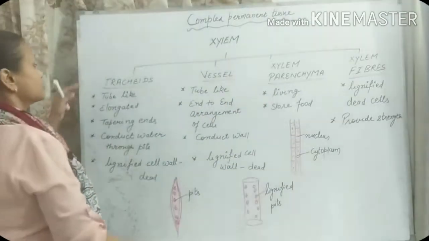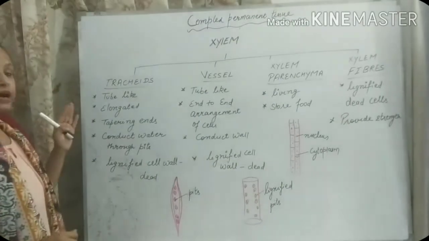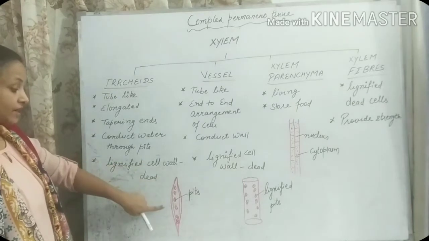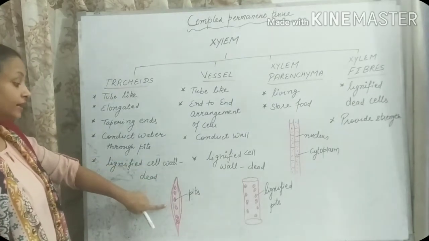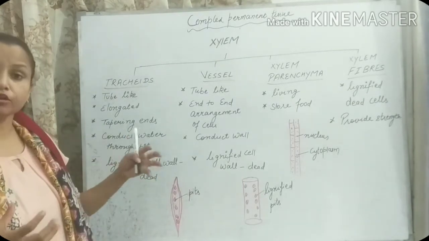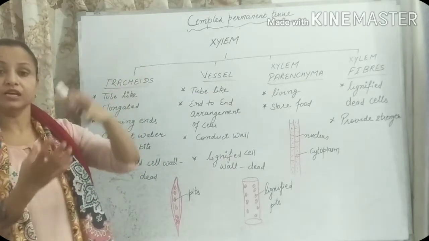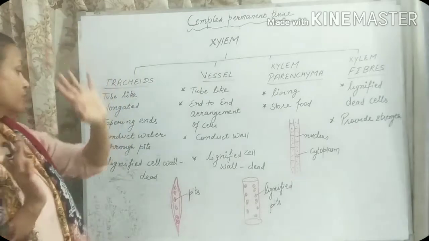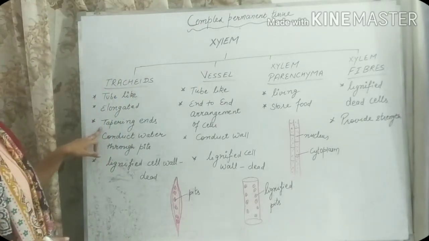Let's start. So, tracheids. Tracheids are tube-like structures. You can see in the diagram. Tracheids are tube-like structures. They are elongated. But what is the meaning of elongated? Means they are long. लंबी होती हैं वो. They are just tube-like structures. They are elongated. They have tapering ends.